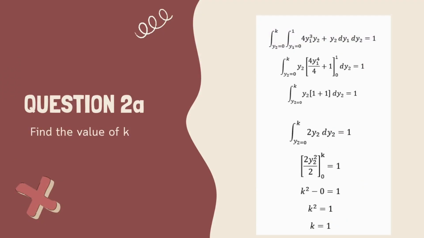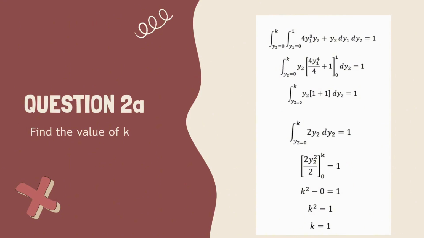Question 2a. Find the value of k. First, the joint probability density function must integrate to 1 over its given limits. I first set up the double integral of f(y1, y2) over 0 ≤ y1 ≤ 1 and 0 ≤ y2 ≤ k.